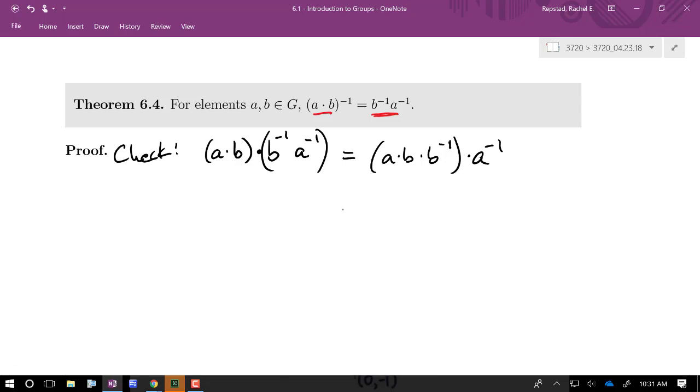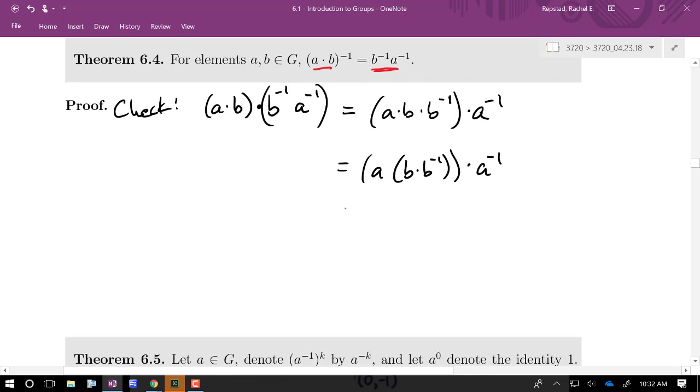And I'll use the associative property again, which says it doesn't matter which way I group this. And we'll say that this is A times B, B inverse. I want to focus on doing that part first. And what's the advantage to that? What do we get with B times B inverse? Yep, so we get A times 1 times A inverse. And of course, A times 1 is just A.